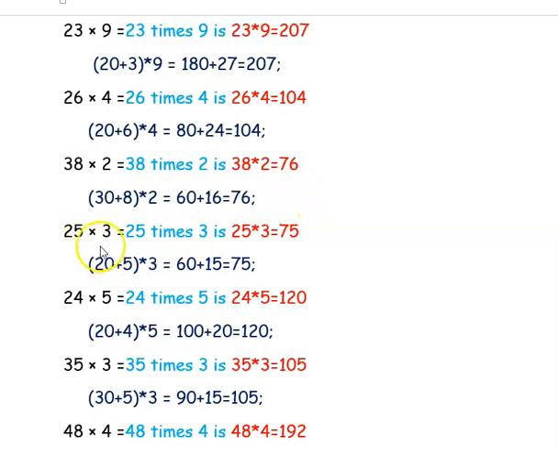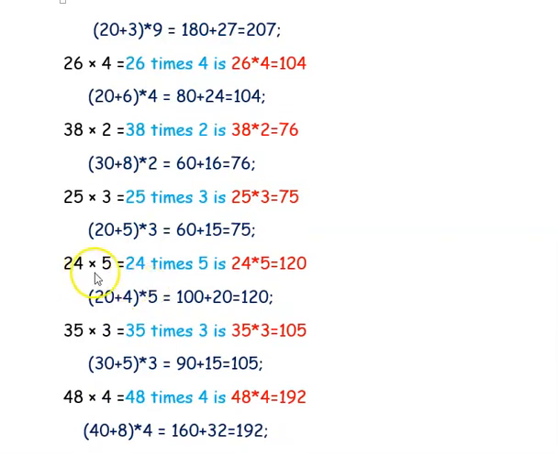Next is 25 into 3. So 25 can be written as 20 plus 5 into 3. Now this 20 into 3 is 60 plus 3 into 5 is 15. So 60 plus 15 is 75. So thus 25 into 3 is 75.